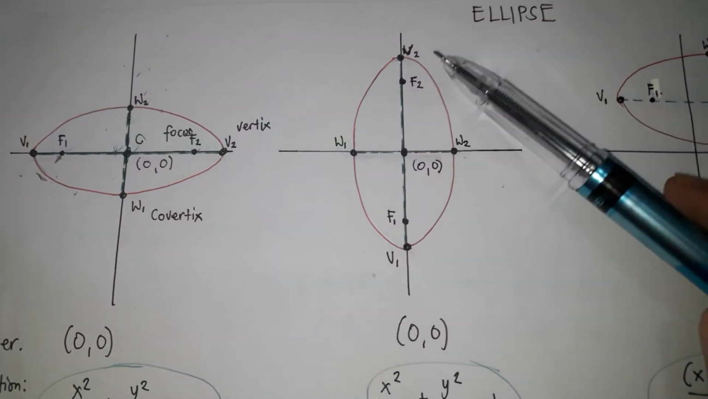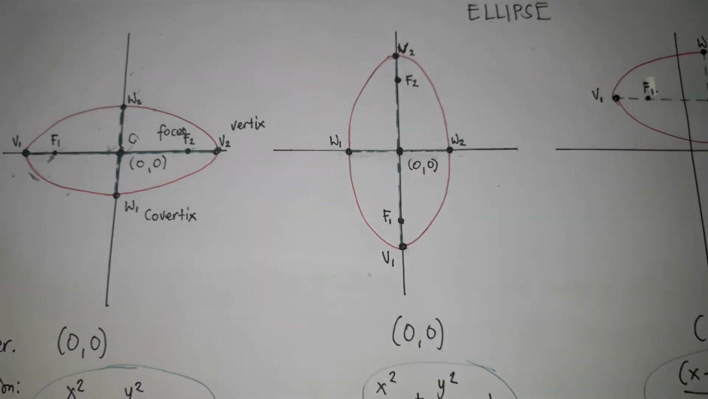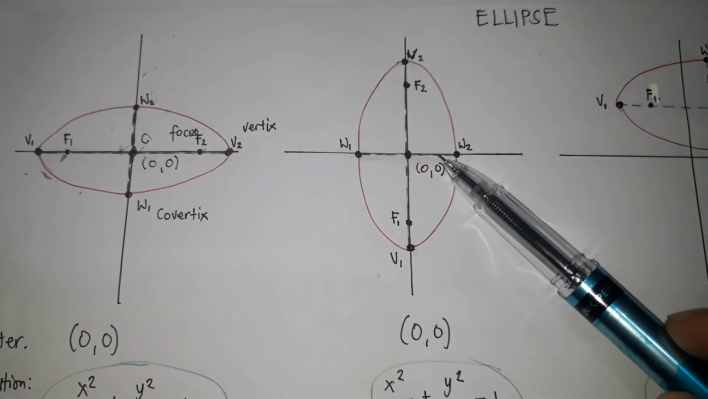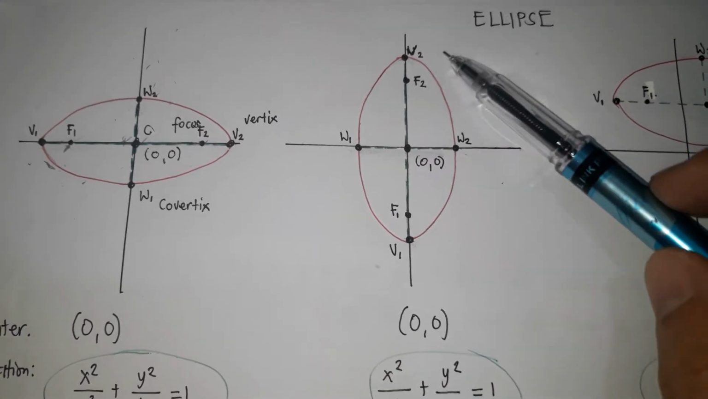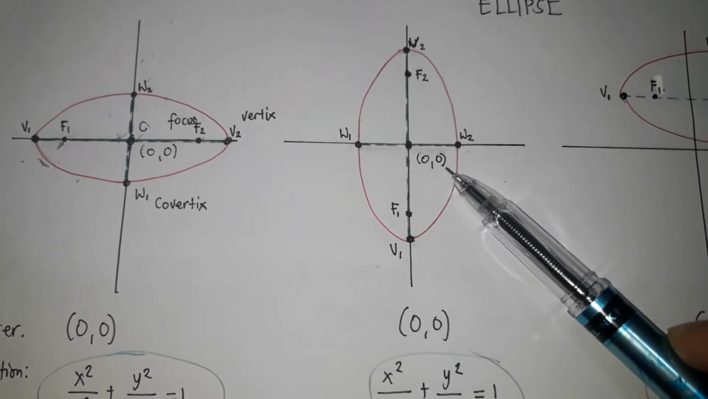So now we're going to talk about ellipse. Ellipse is just like an oblong, an oval, or a flattened circle. The parts that we need to identify for us to draw an ellipse is the center. This is the center, and the center of this ellipse is in the origin. The origin is 0, 0.